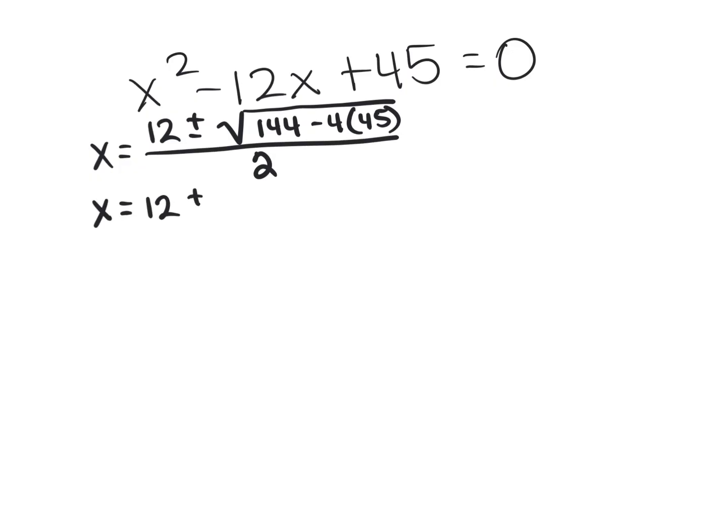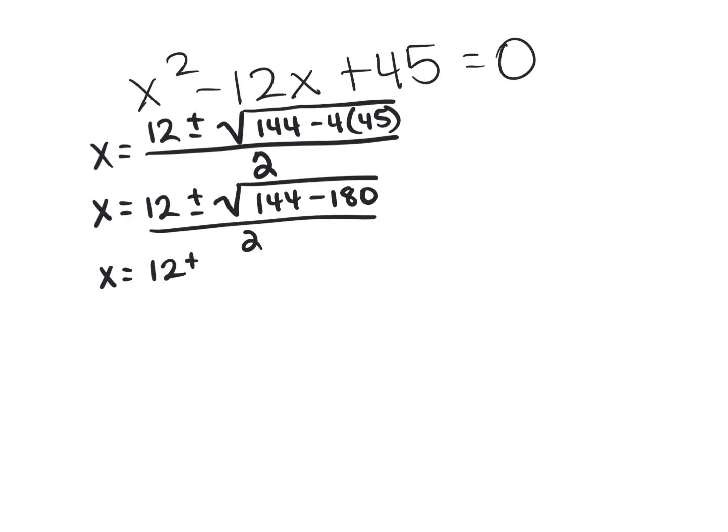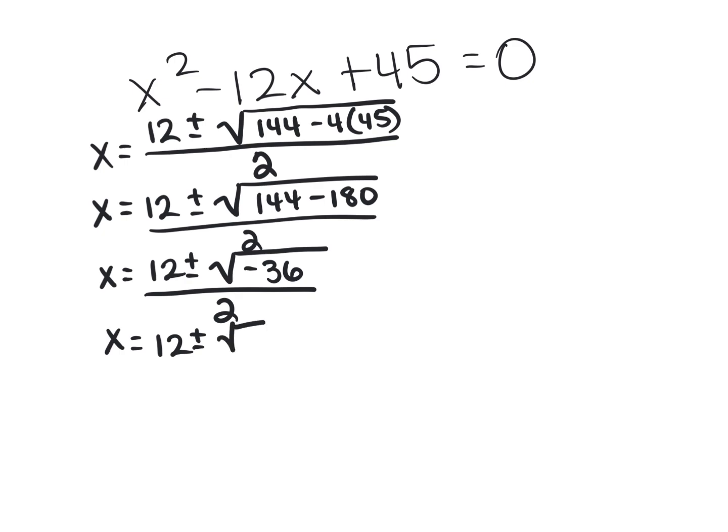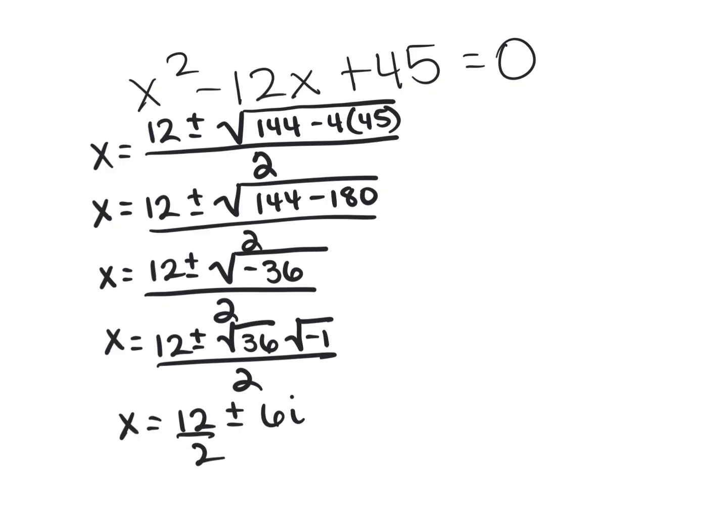So we have x is equal to negative 12 plus and minus the square root of 144 minus 180, and we divide this by 2. So we have 12 plus and minus square root, negative 36 again, divided by 2. So x is equal to 12 plus and minus the square root of 36 times the square root of -1, and then we divide that by 2. And then we have 12 plus and minus 6i. We divide this one by 2 and this one by 2. And we would have a solution set of 6 plus and minus 3i.